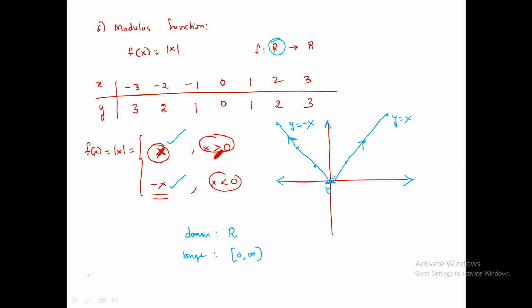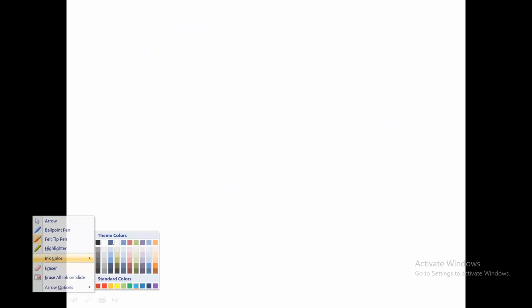The next is signum function. Seventh function, we will take signum function. Signum function is a piecewise function. There are three pieces. Y will be equal to 1 if x is any number greater than 0. Y will be equal to 0 if x is 0. Y will be equal to minus 1 if x is less than 0.